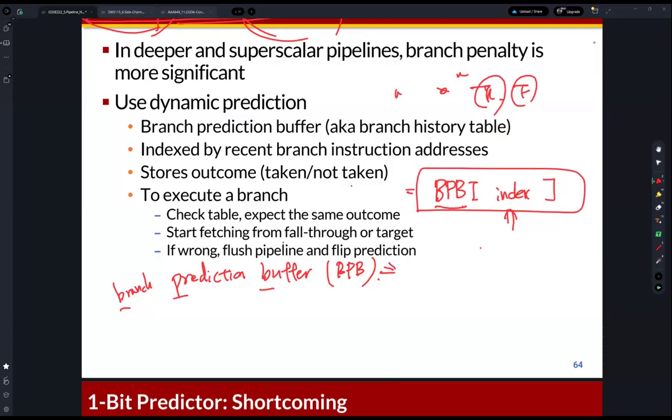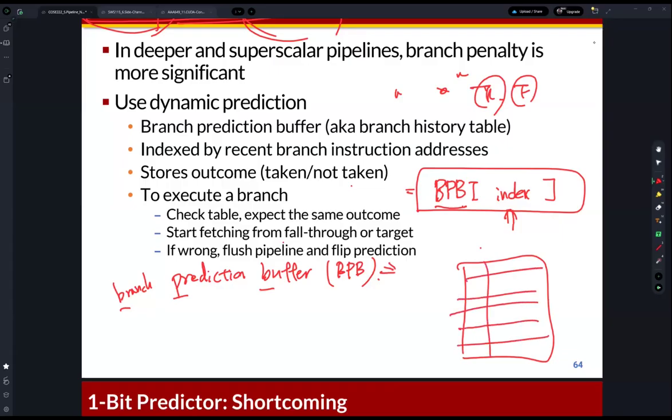So in this case, different branch instructions may have the same index value, but it's okay because this is rare. Okay. So you can just understand that the branch prediction buffer is a buffer indexed by part of the PC. And then we can store the event of branch instructions, right? And using this event, we can predict the result of a branch instruction. Okay.